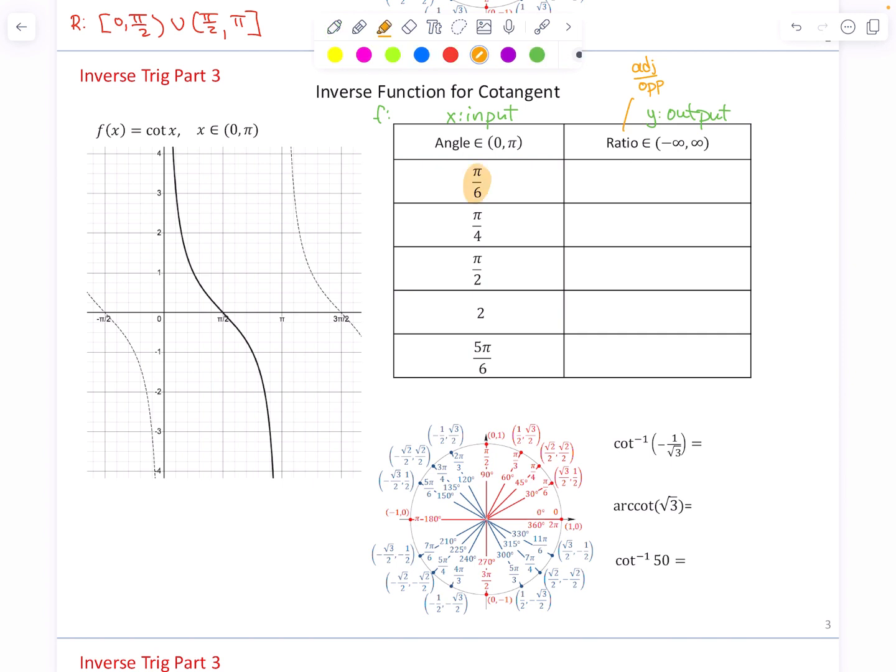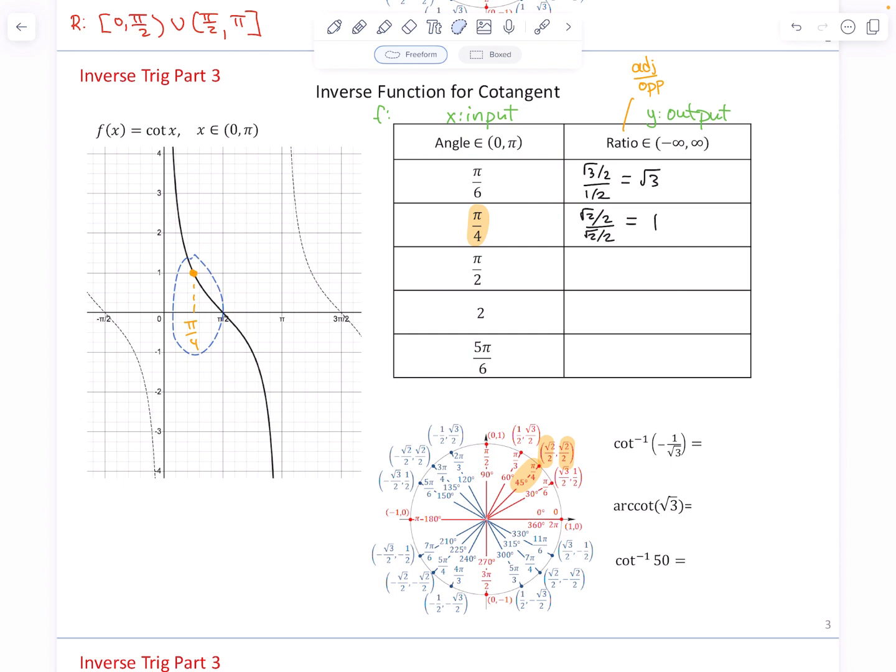The cotangent of pi 6 is here. Cotangent is cosine over sine. So we would do the first coordinate divided by the second coordinate. So rad 3 over 2 divided by 1/2. This simplifies to rad 3. Pi fourth, first coordinate divided by second coordinate. Well, at this angle, sine and cosine are equal, so we get a cotangent of 1. That corresponds to this point over here, a very important point with cotangent.